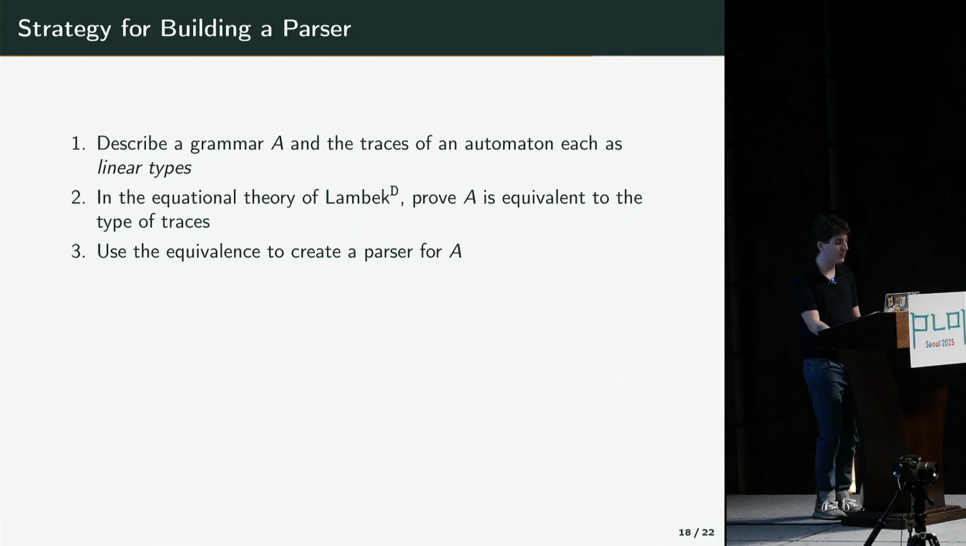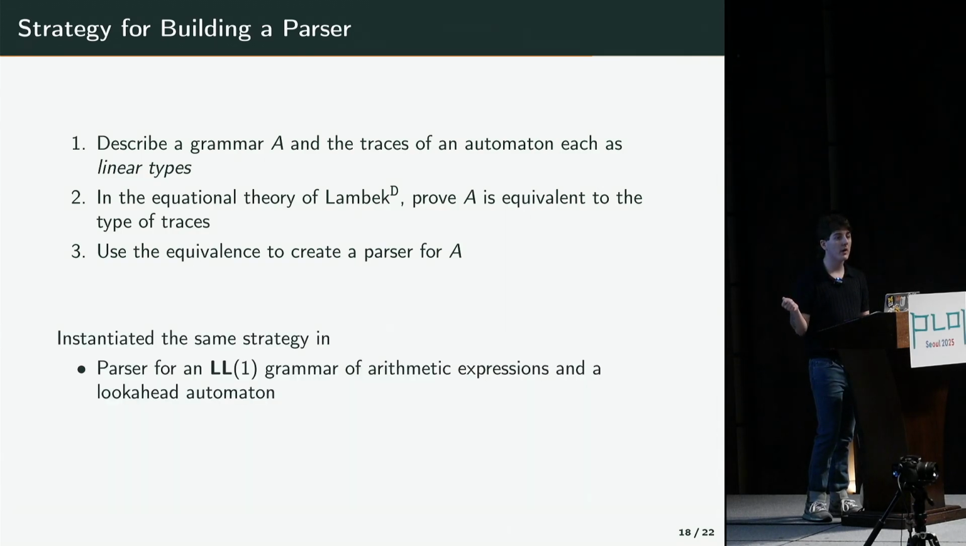So to recap what we've done in this example, we've described a reusable framework for verifying a parser for a formal grammar by describing that formal grammar as a linear type in LambekD, by describing a corresponding automata formalism also as a linear type in LambekD, proving those two equivalent in the equational theory of the system, and then using that equivalence to instantiate a parser for that formal grammar. So we've done this for the Dyck grammar that you've seen here, but we've also done this for an LL1 grammar of arithmetic expressions and a lookahead automaton.